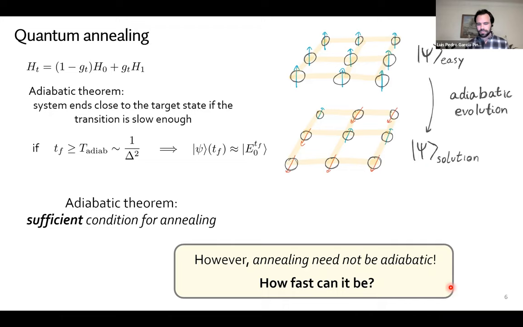Another starting point of our work is to know that annealing doesn't always need to be adiabatic. Even though this is a very powerful condition because it ensures that anything can happen in principle, you can do annealing in timescales that are a lot shorter than what the adiabatic theorem tells. And then the question that we started studying with Lucas Brady is, how fast can this annealing be? What's the fastest that adiabatic annealing could happen? And this is the main question that we will focus on.